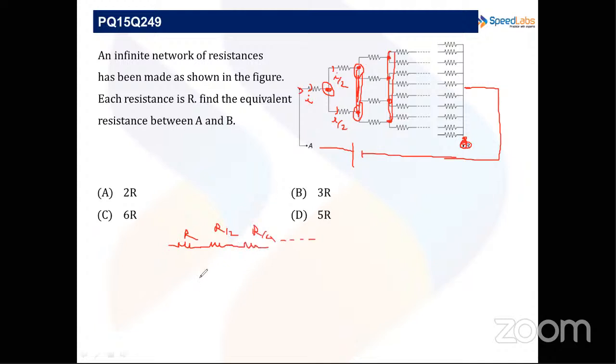The resistances are in series, so the total net R will be equal to net R, let's call it R not. Net R is R plus R by 2 plus R by 4 plus R by 8. It becomes a GP, take the sum, right?